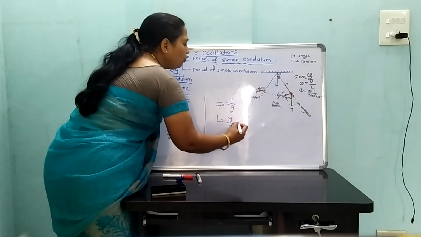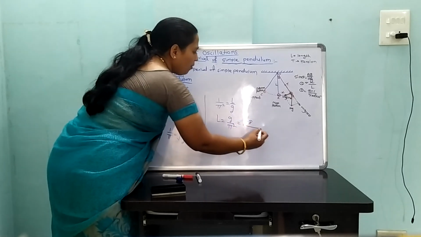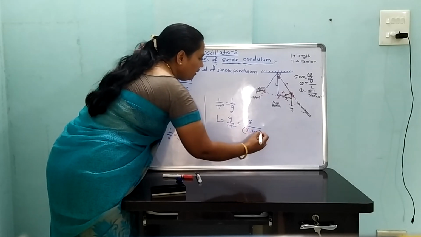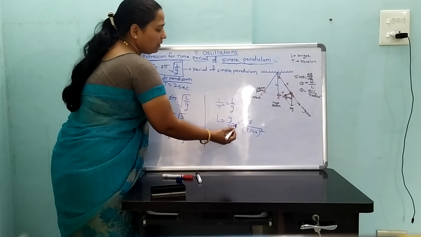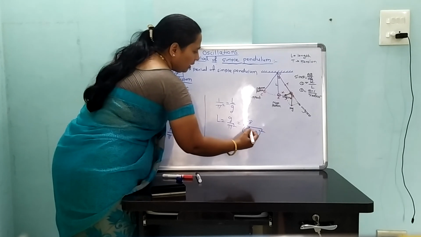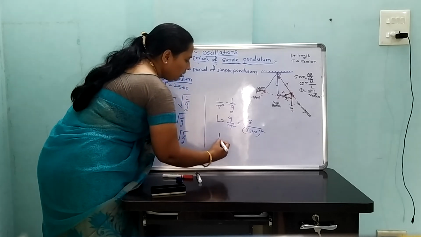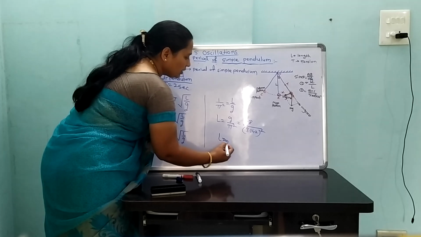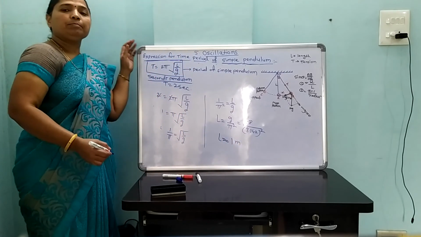The value of acceleration due to gravity is 9.8 meter per second square, and the value of pi is 3.142. L is equal to g upon pi square, which is 9.8 upon (3.142) square. In calculation, 3 square is 9. Therefore, L is approximately equal to 1 meter. The length of the seconds pendulum is nearly about 1 meter.